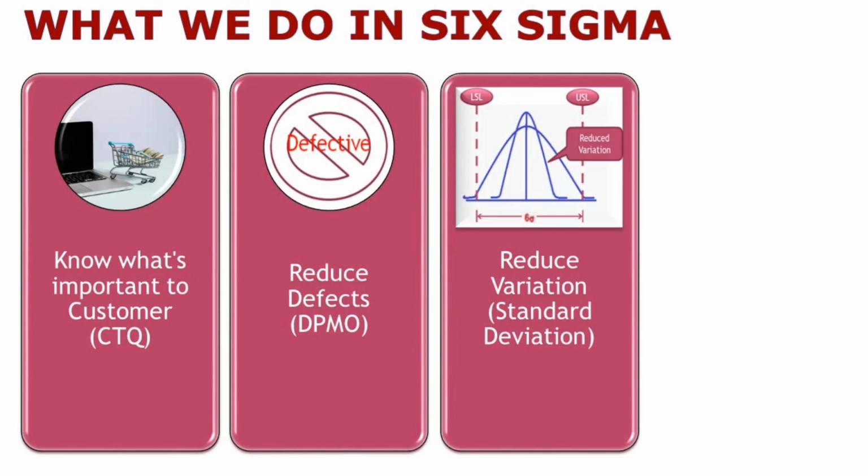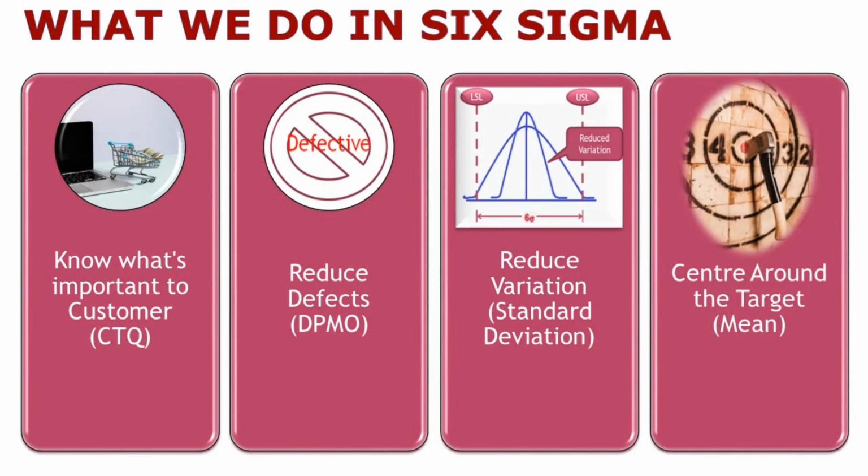For instance, think of manufacturing car parts. If the size of a critical component varies too much from one part to another, it can lead to defects in a final product. By reducing this variation, we can make processes more efficient, consistent, and improve quality. Fourth one is center around the target, or we can say center around the mean.